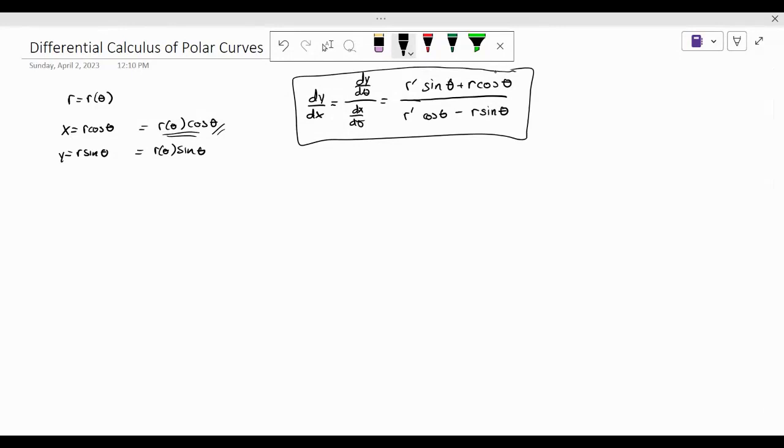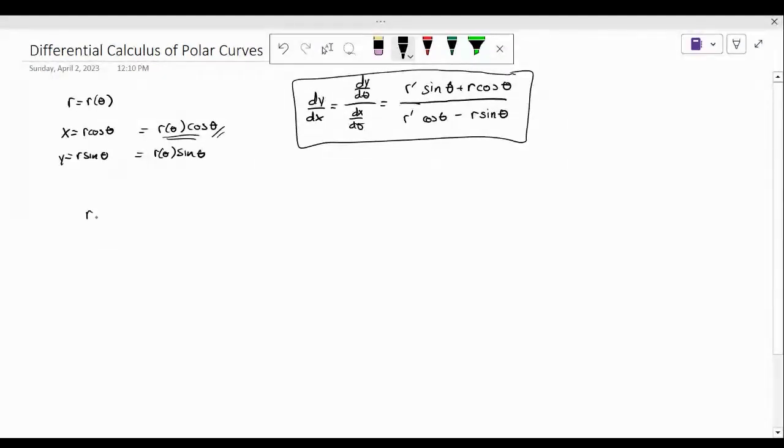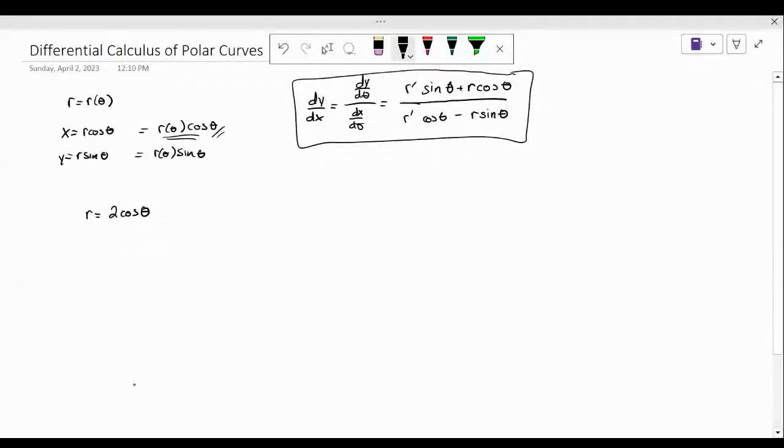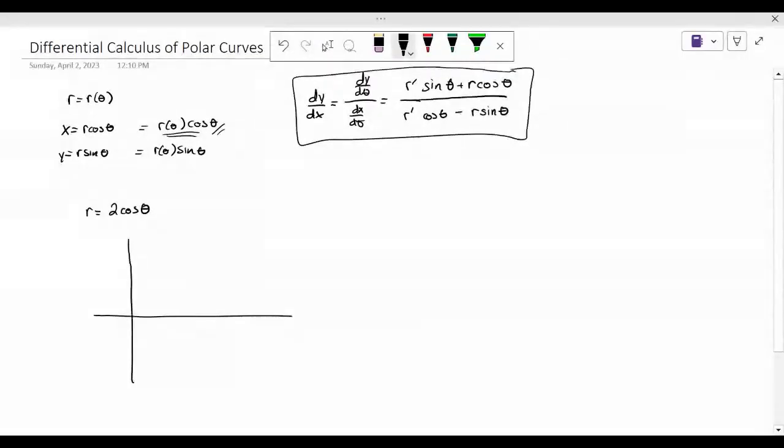And the papers are getting lost in the shuffle, so I'm just going to make one up, a very simple one, something like r equals 2 cosine theta. We can anticipate where the horizontal and vertical tangents are, right?